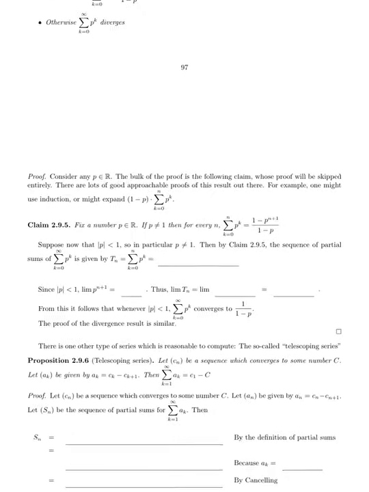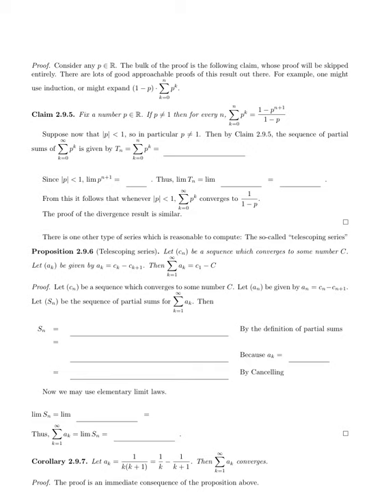So let's consider any p in the real number line. The bulk of the work comes from the following claim, and I'll skip it. It's the thing alluded to as the geometric sum formula. So for any number p, as long as p is not equal to 1, then the sum from k equals 0 up to n of p to the k is equal to 1 minus the next power of p divided by 1 minus p. And this is also noteworthy because generally it will be basically impossible to find explicit formulas for even finite sums. Here we have one.